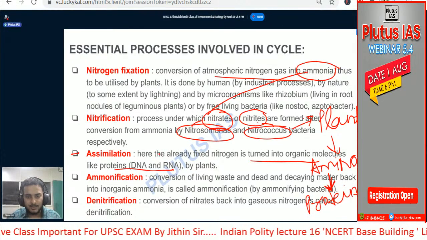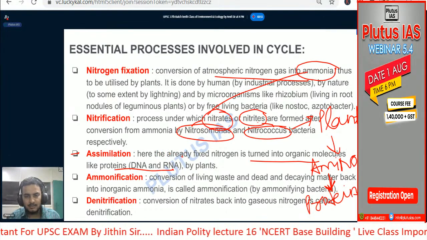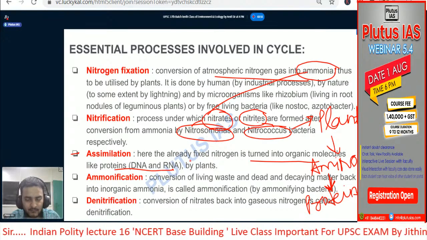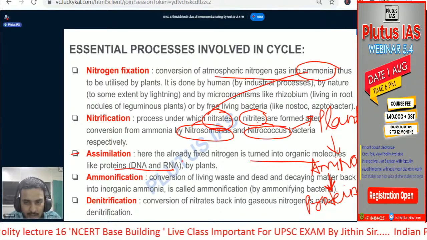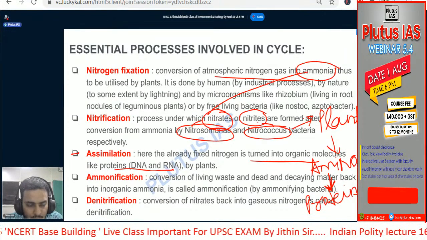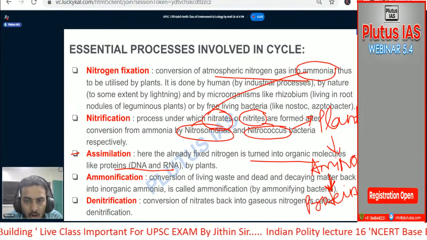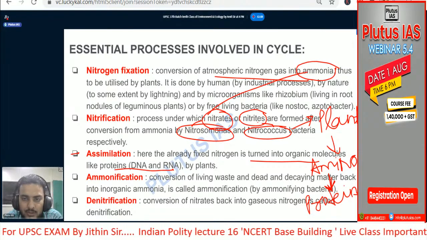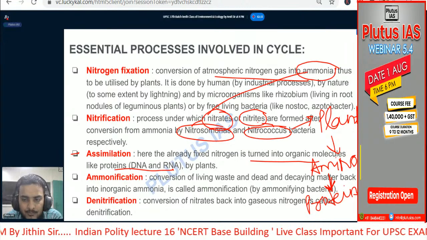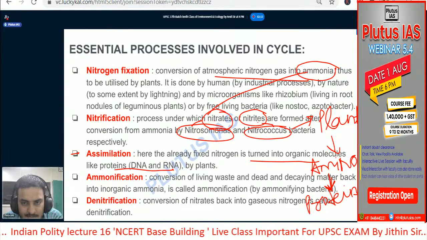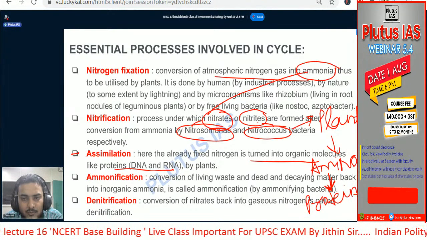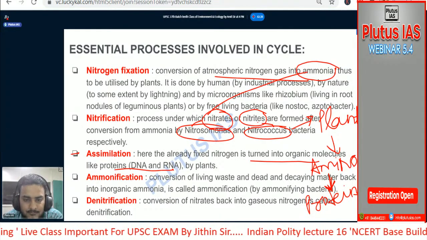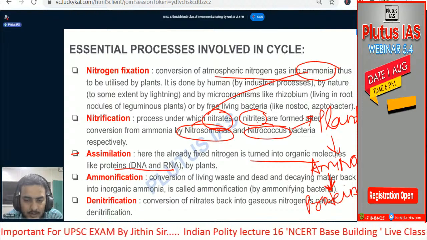So here in assimilation you can simply write: conversion of already fixed nitrogen into organic molecules like proteins by plants.